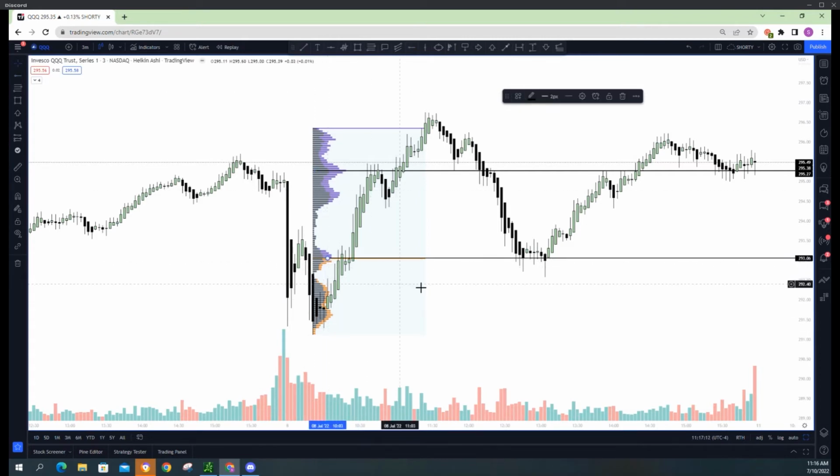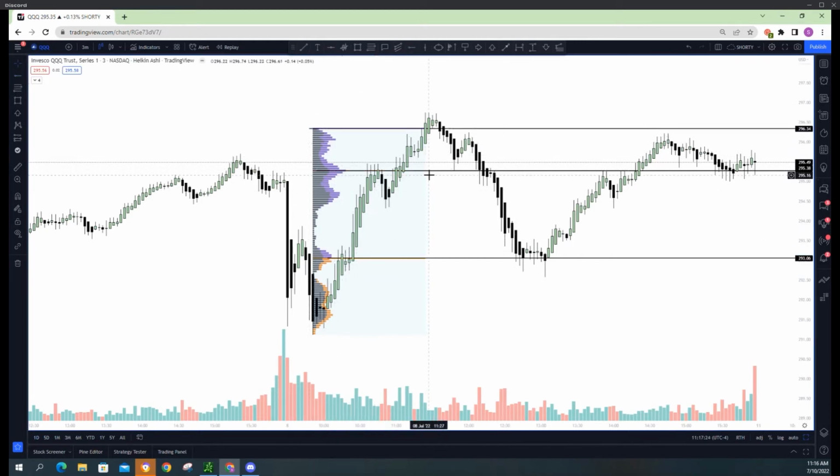So for me, these are the points here. You can buy it on this POC. You can short it on this value area high. You can short it here, buy on a retest here. If it breaks up, buy it on the retest, which you had a little bit here. And on value area low, this was a nice shelf for you to go long.